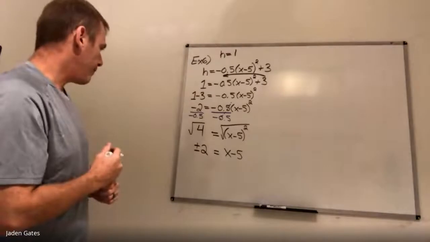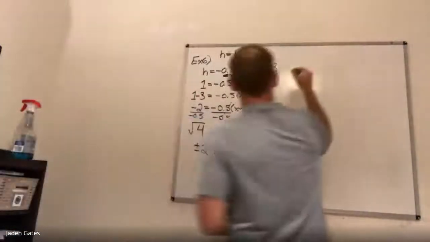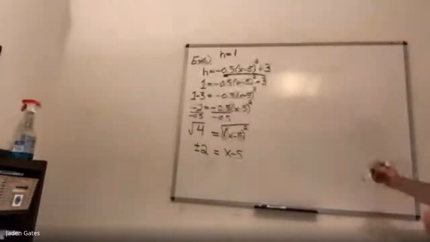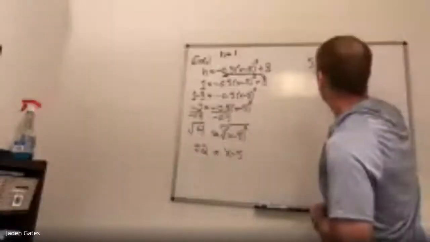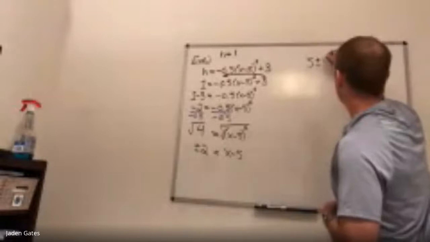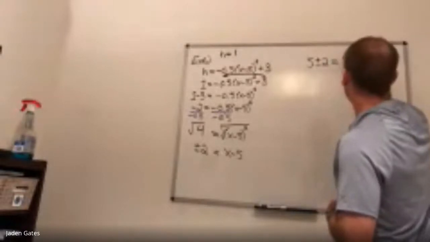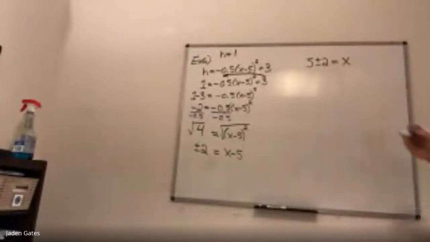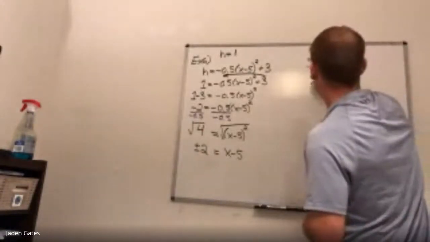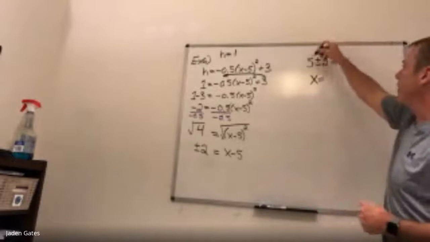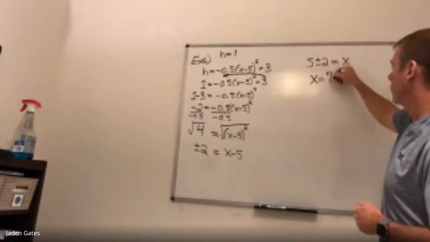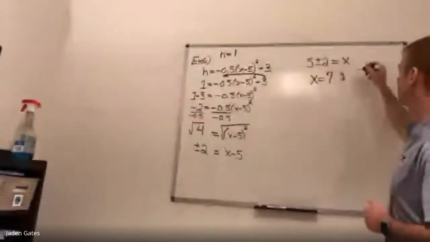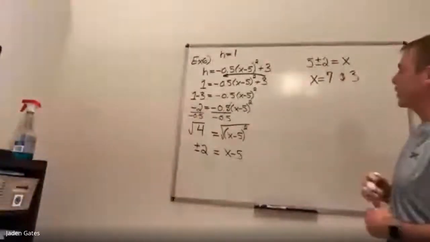All right, and then finally, let's go over here. I'm going to move the negative 5 over to the other side, so it becomes a positive 5. Again, don't forget that the plus or minus sign is on the 2. And let's see here. So I'm going to get 2 answers. First one, 5 plus 2, which is 7. And the second one here, 5 minus 2, which is 3.